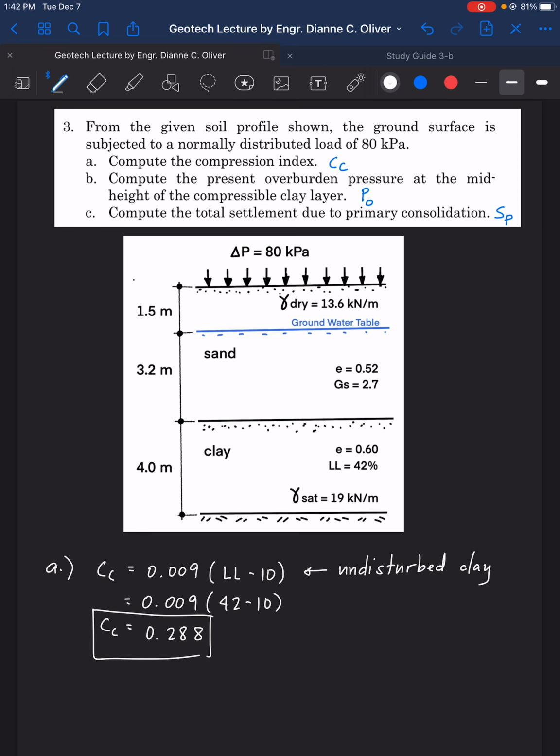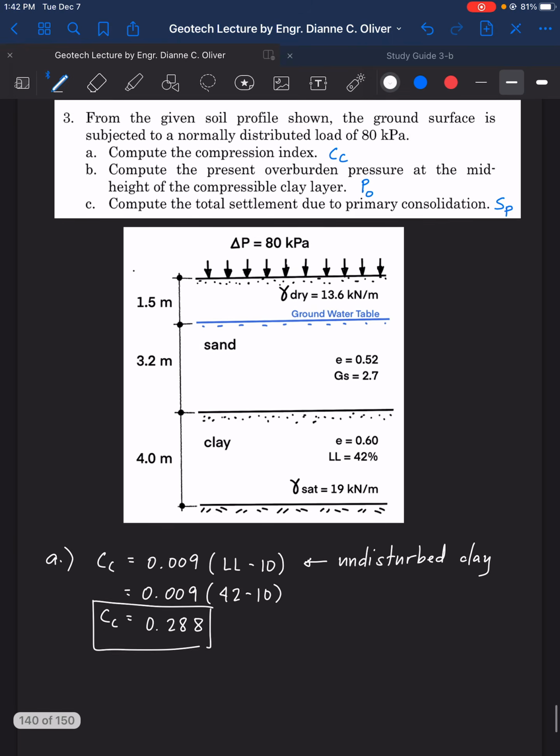Okay, so let's go to letter B. Compute the present overburden pressure at the mid-height of the compressible clay layer. So P sub O, mid-height of the compressible clay layer. This is the clay layer, so the mid-height is here, located 2 meters from the top of the clay layer.